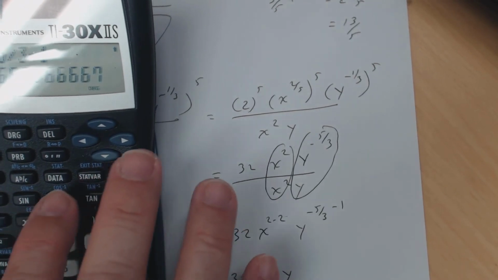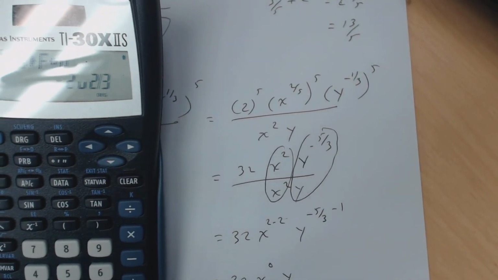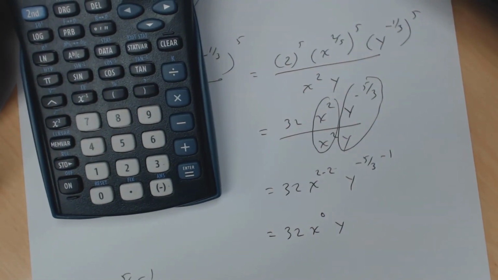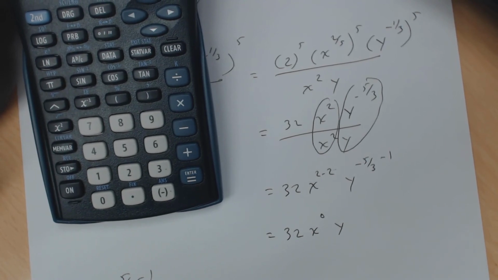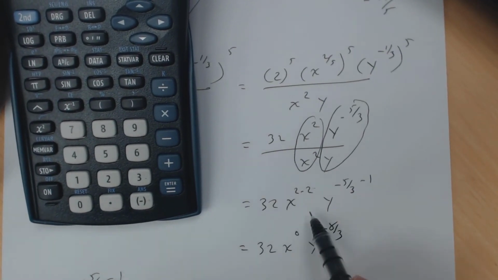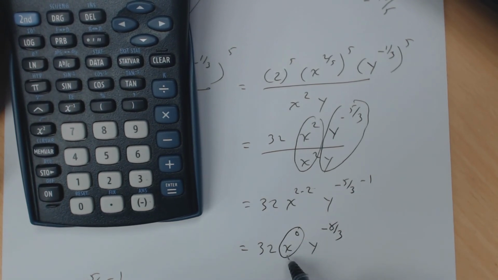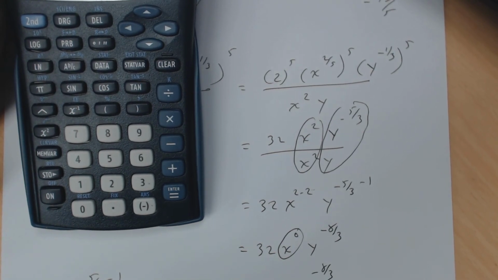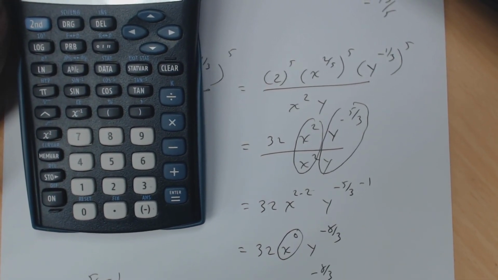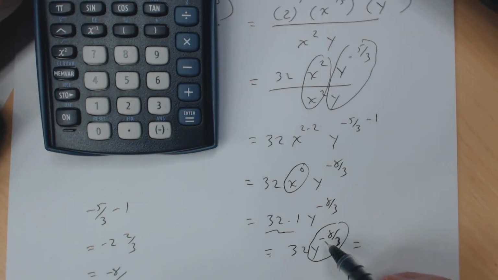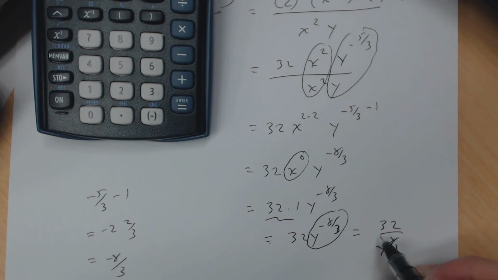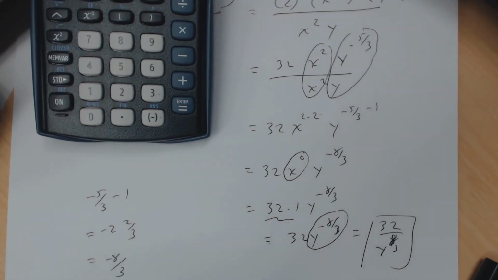minus 1, and then writing this back as a fraction, you get right here. Negative 5 thirds minus 1 is negative 2 and 2 thirds, which is negative 8 thirds. And then remember, x to the 0 power is 1, the 0 exponent rule. And then this right here becomes 32, y to the negative 8 thirds, making sure that your exponent is positive. This is the only one that's a negative exponent, so that becomes 32 over y to the 8 thirds. And that's your answer. That takes care of this lesson.